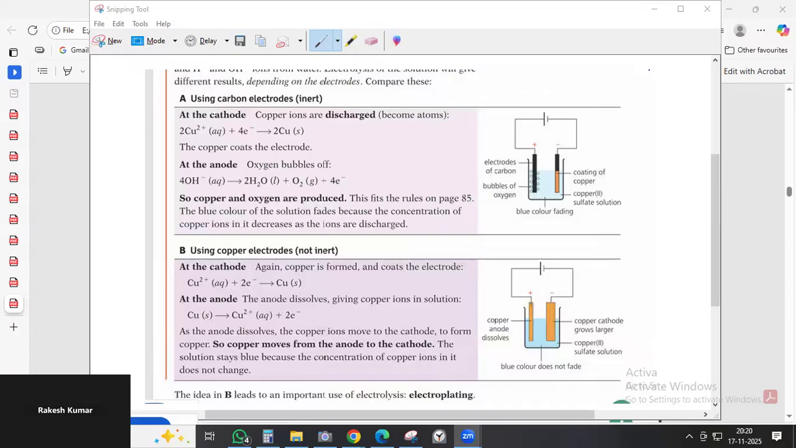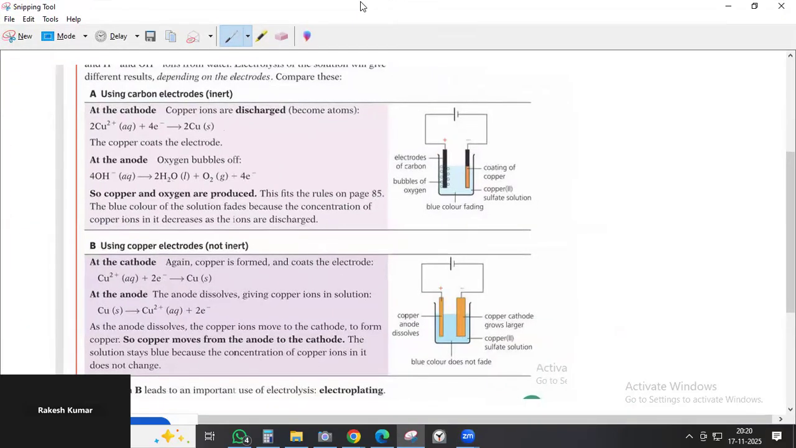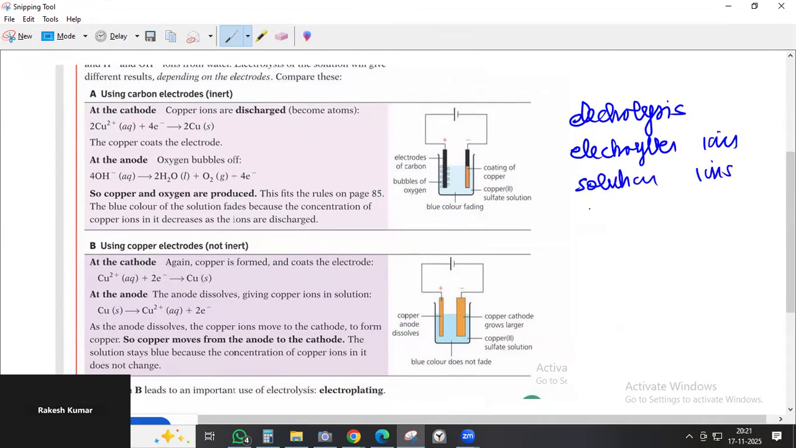Whenever we do electrolysis, we have to think of three things. One, the electrolyte ions. Two, the solution ions, like water ions if there's a solution. And the third is the electrodes, whether they are inert or participating. So there are three things we have to consider: the electrolyte ions, the solution ions, and the electrodes.